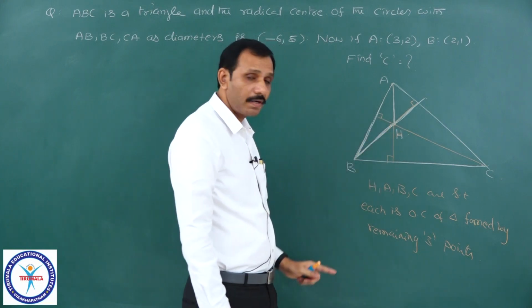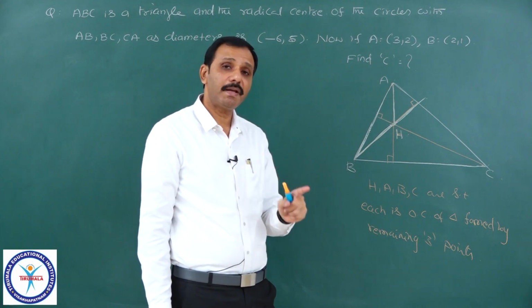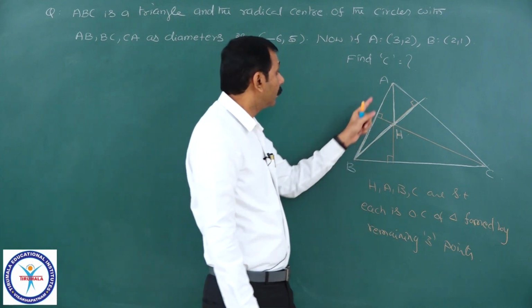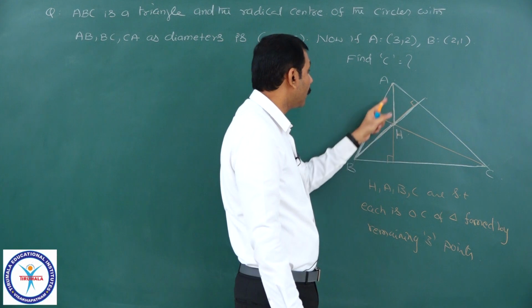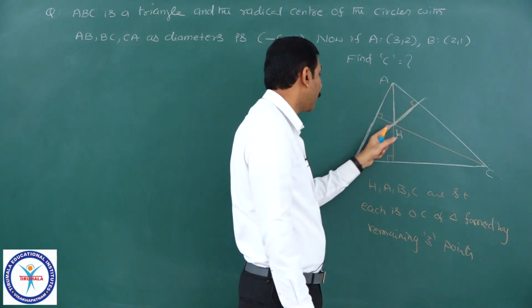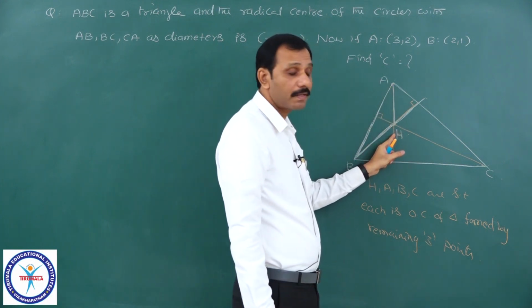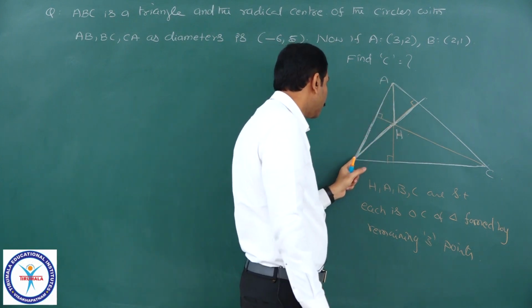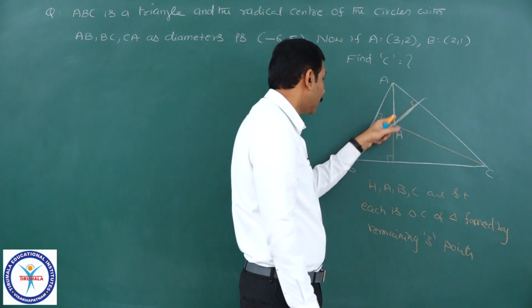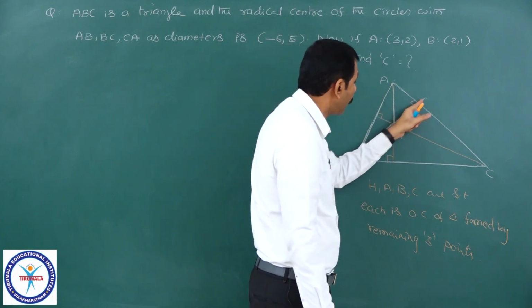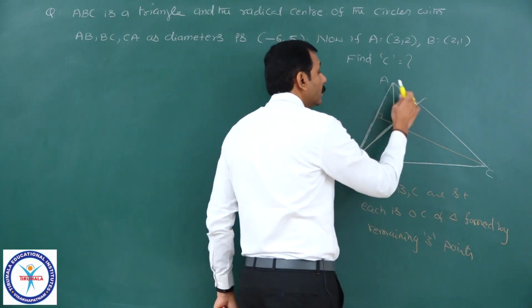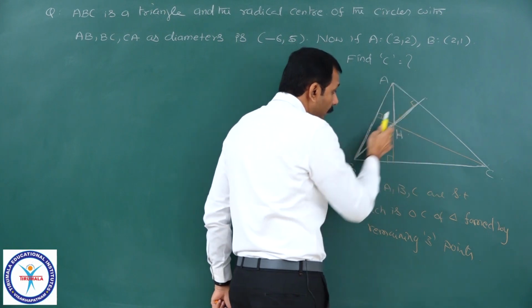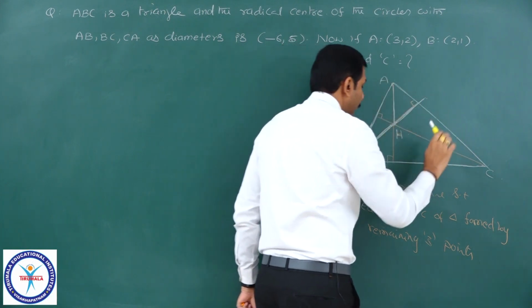Altitude means through the vertex and perpendicular to the opposite side. Through the vertex A, what is the opposite side in triangle ABH? BH is the opposite side. Now I want a line through this vertex and perpendicular to this BH. Because it is an obtuse angle triangle, I have to extend this one, I mean produce. This is the line perpendicular to this side and through this vertex, therefore AC.